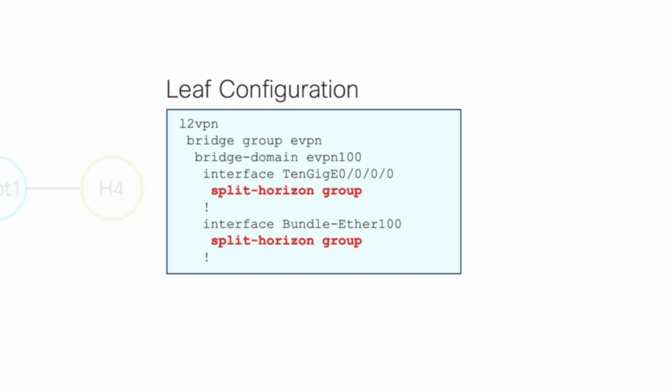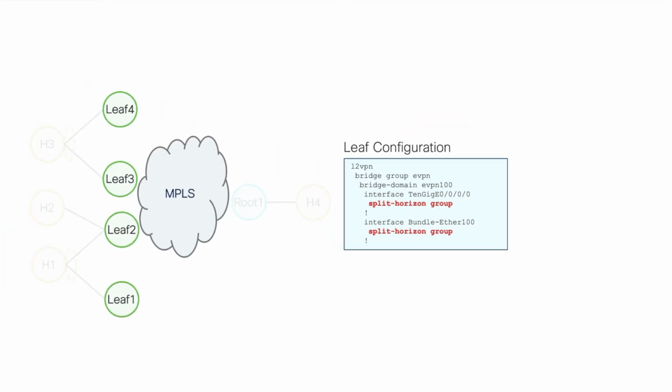There is one more additional configuration when I want to prevent the local talk over the bridge domain, for example, between H1 and H2 over the leaf 2. I'm specifying the split horizon group on the interfaces. So basically, locally, I'm preventing the communication between H1 and H2.